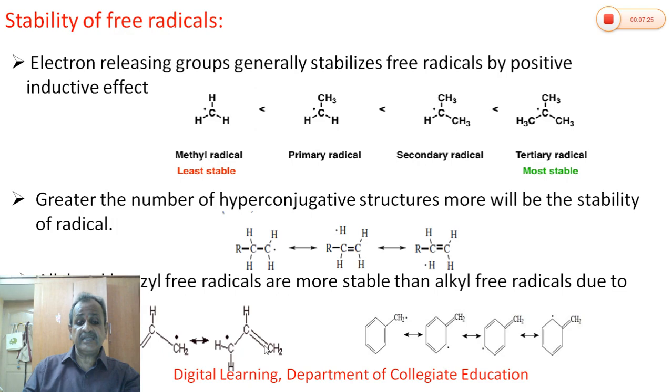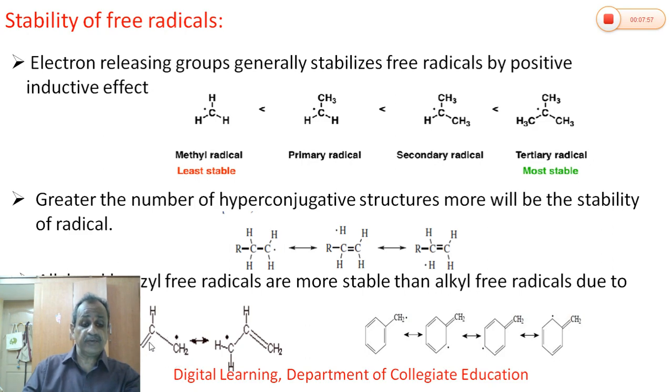Allyl and benzyl free radicals are more stable than alkyl free radicals due to resonance. So whenever resonance is possible, stability is enhanced. Allyl free radical: allyl means carbon-carbon double bond and carbon single bond. Carbon double bond carbon, single bond carbon. This carbon is called allylic carbon. The group is allyl group. Free radical, allylic free radical.